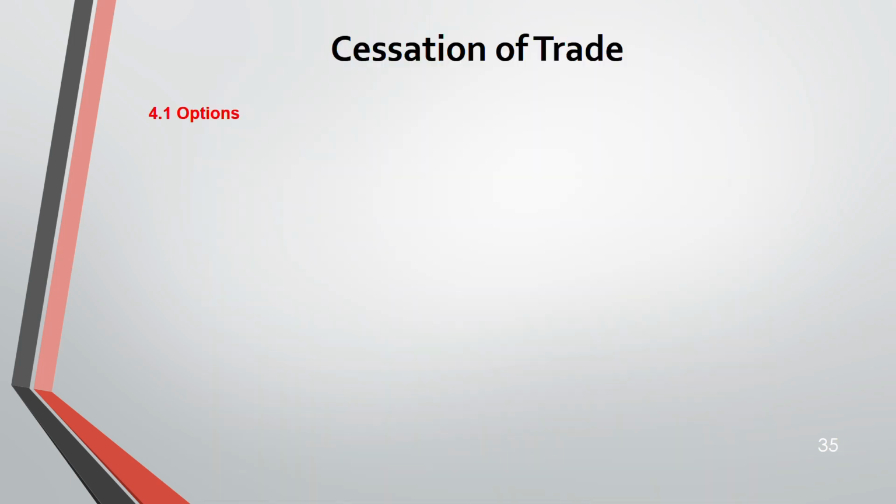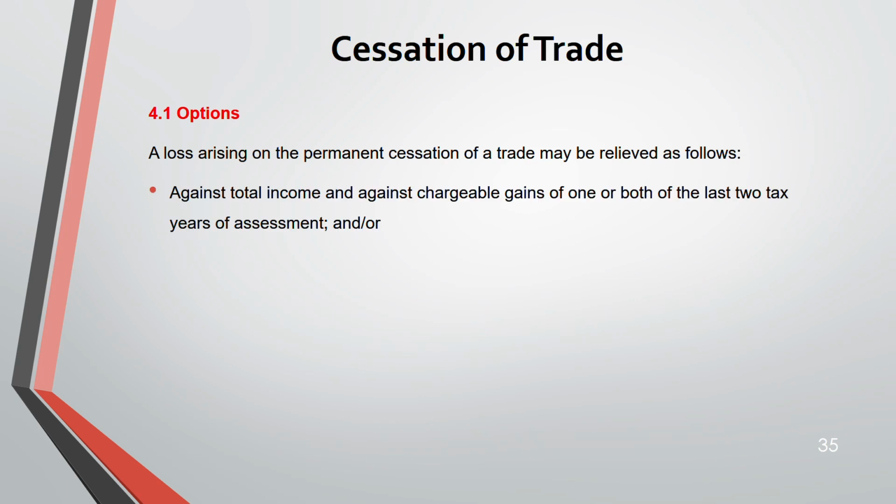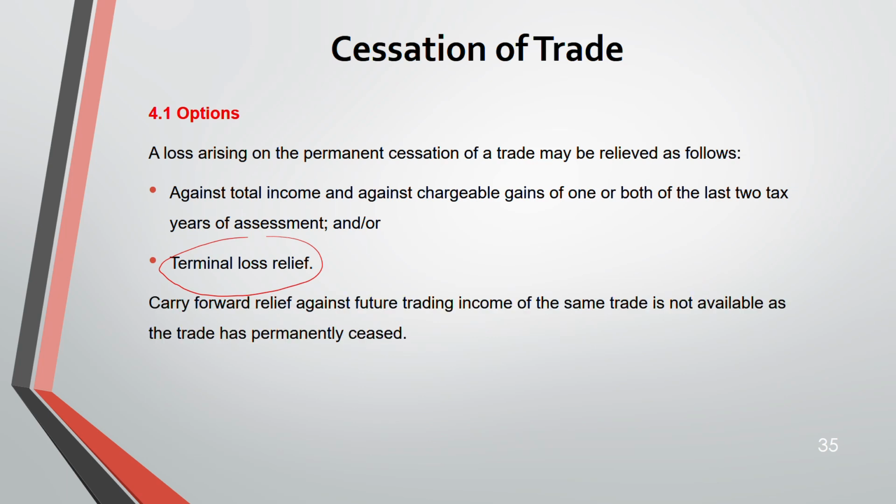So now, moving on, when we are ceasing the trade, part 4. Here, there is an additional option, and some options are removed when you are ceasing trading. So, same against total income and against chargeable gain, current or previous or both the tax years. Then, additional relief you get when you are ceasing is terminal loss relief. This is not available under any other scenario, only when you are ceasing trading. And you can't carry it forward. Nothing to carry forward, you are ceasing trading.